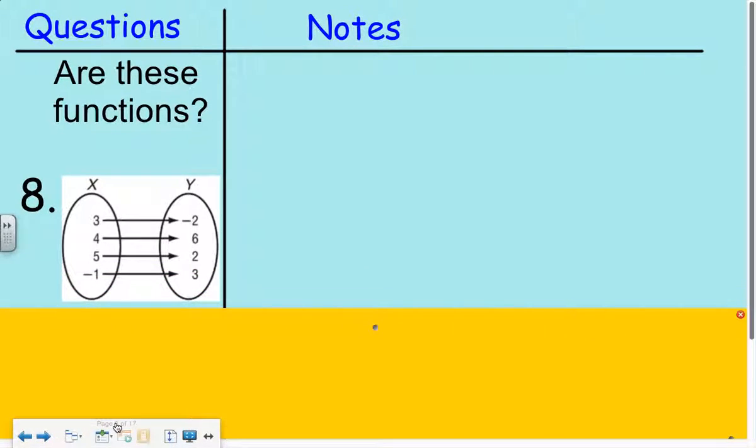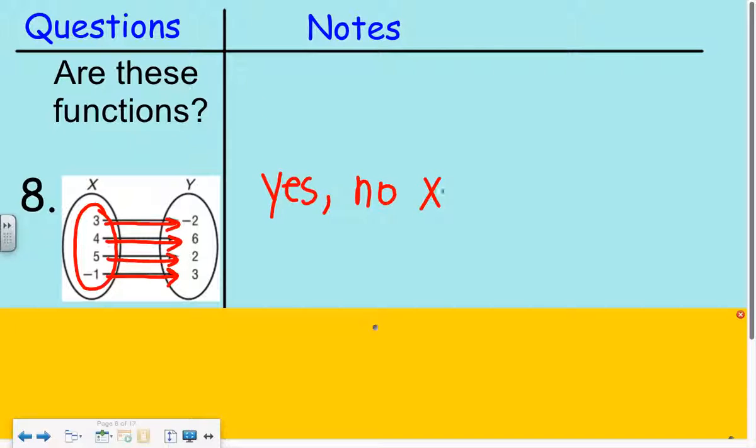Here's another mapping. So if I look at my x values, now look at this one. This one only has 1 arrow leaving each number. So that means none of them repeat. So I can say yes, no x values repeat.